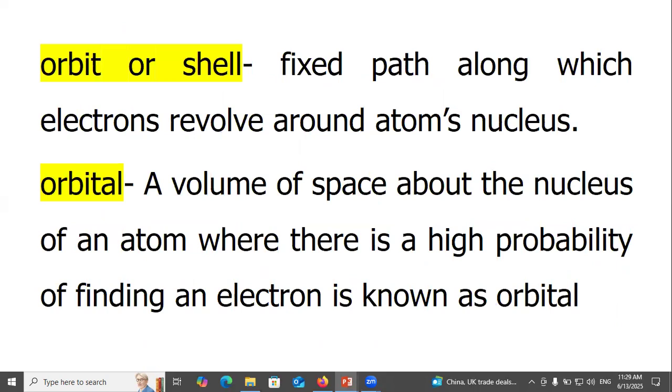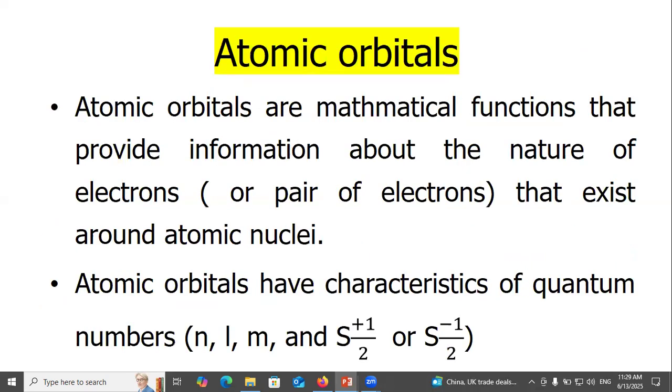Orbital shell: the fixed part along which electrons revolve around the atom's nucleus. Orbital: the volume or shape about the nucleus of an atom where there is a high probability of finding an electron is known as an orbital. Atomic orbitals.